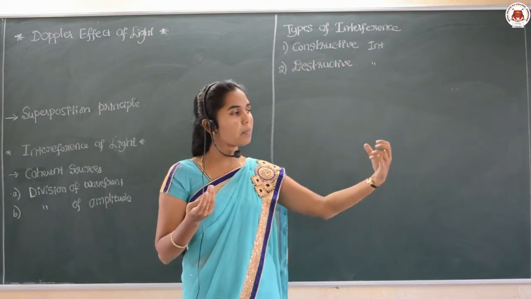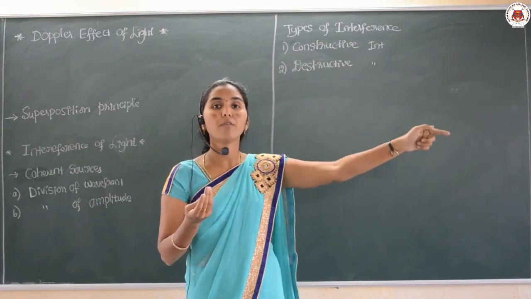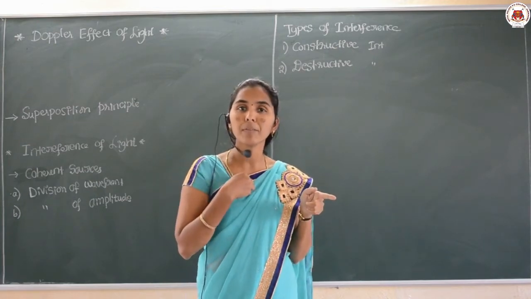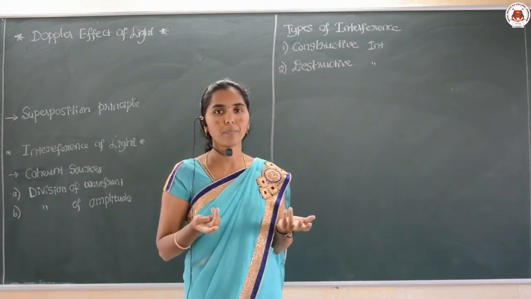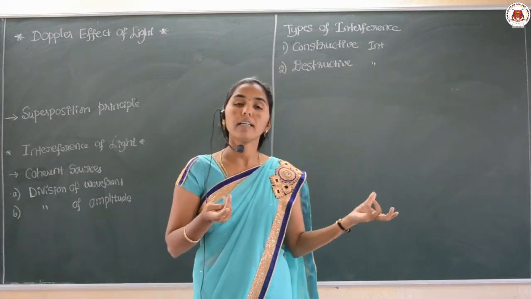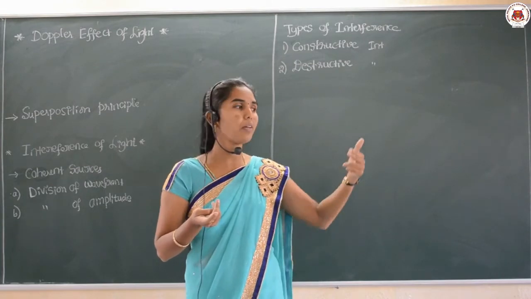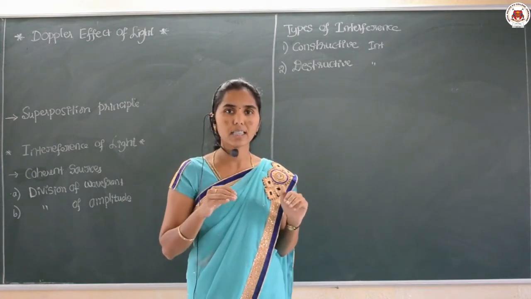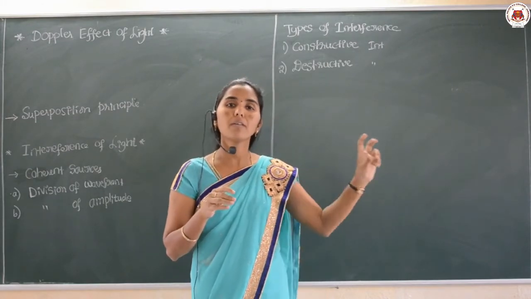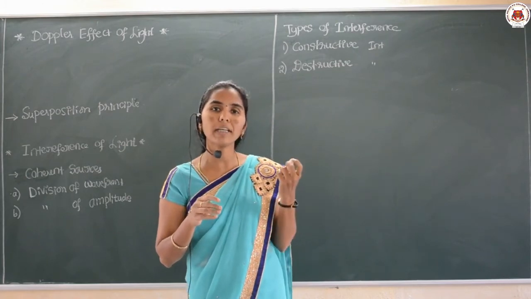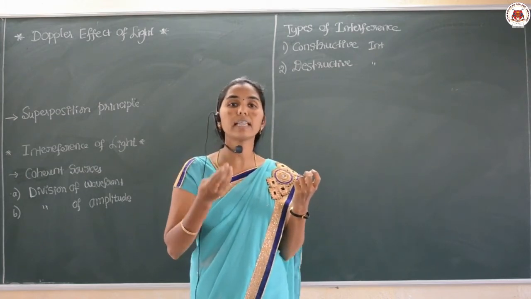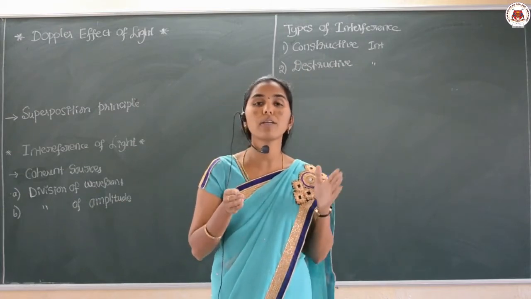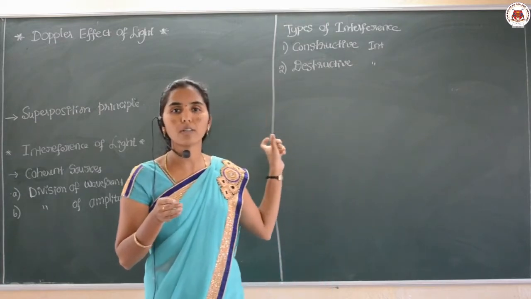When the bulb is taken away from me, the wavefront needs to travel a longer distance to reach me, that means the observer, right? During that time, if the wavelength increases, the frequency of the light wave decreases, isn't it? Similarly, if the bulb is taken nearer to me, the frequency increases and the wavelength decreases. This effect of the light waves we call the Doppler effect of the light.